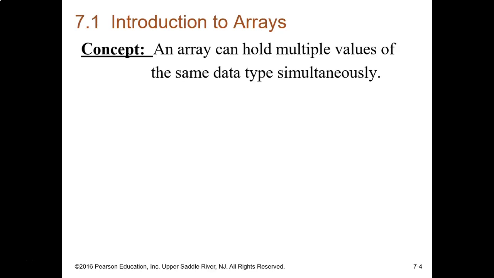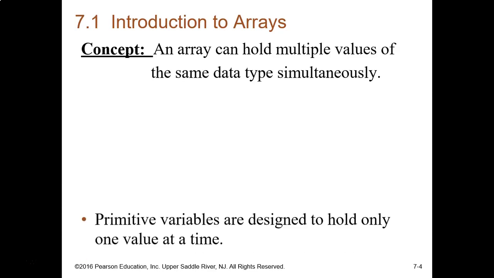All right, now the main concept of this first section is what an array is and what it does. So an array can hold multiple values of the same data type simultaneously. And again, simultaneously means at the same time. Now notice in there we said it can hold multiple values of the same data type. Multiple means as many as you want, but it has to be of the same data type. So if you wanted to create an array that would hold integers, then every value that you would put in this array has to be an integer. You cannot mix data types.